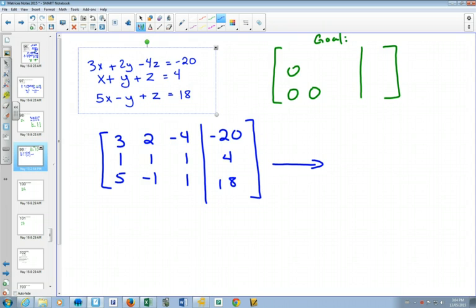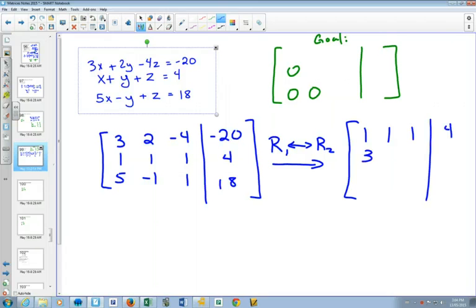So I'm just going to interchange row 1 and row 2. I'm just going to switch them. Because that wouldn't make a difference in my series of equations, just means I wrote them in a different order. So this is going to be easier for me to work with. 1, 1, 4, 3, 2, negative 4, negative 20, and 5, negative 1, 1, 18. So that's going to be easier to work with.